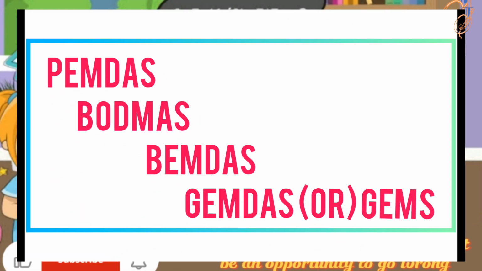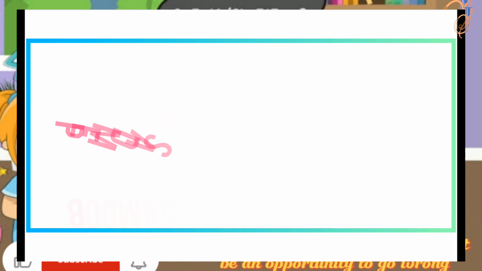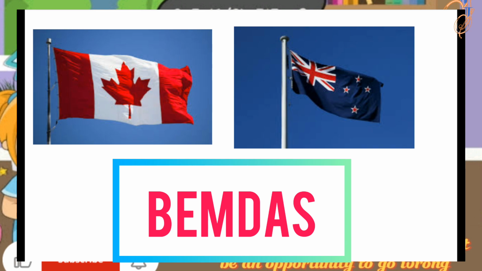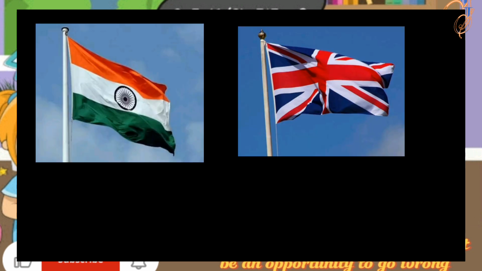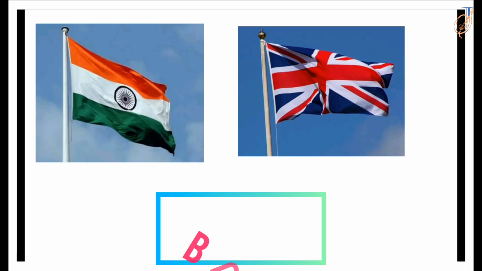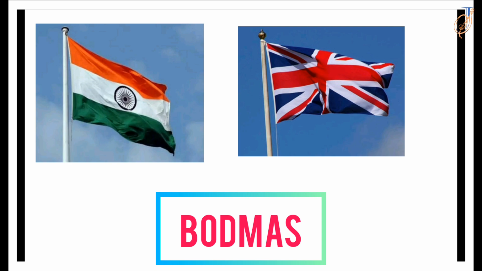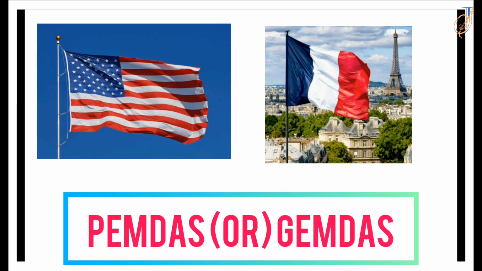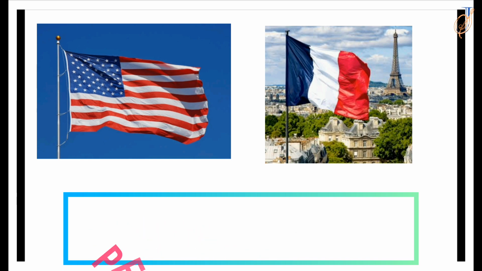There are different acronyms used for the order of operations in different countries. For example, in Canada and New Zealand, the order of operations is stated as BEMDAS. In India and the UK, the order of operations is stated as BODMAS. In the US and France, the order of operations is stated as PEMDAS or GEMDAS.